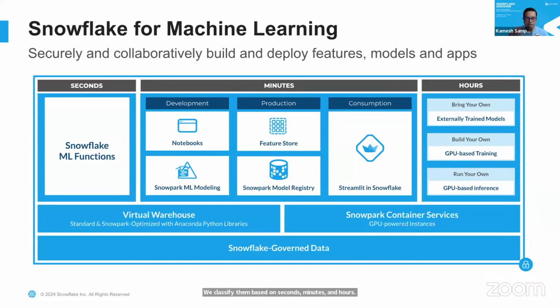Imagine I want to create three different personas here. The first persona is somebody, for example, like me, who doesn't know anything about ML, and comes and says, hey, I want to do anomaly detection, or I want to do forecasting.